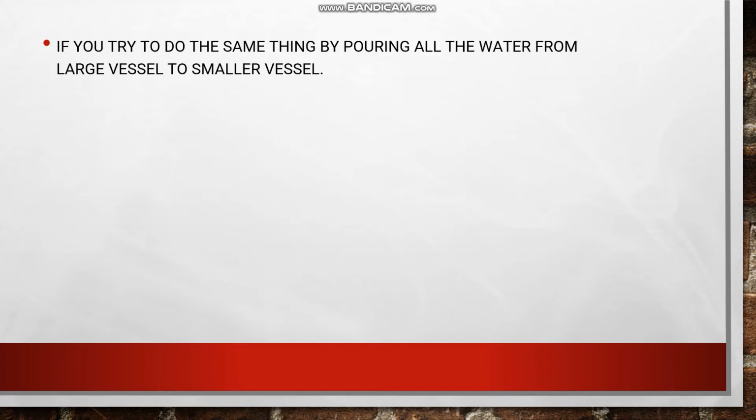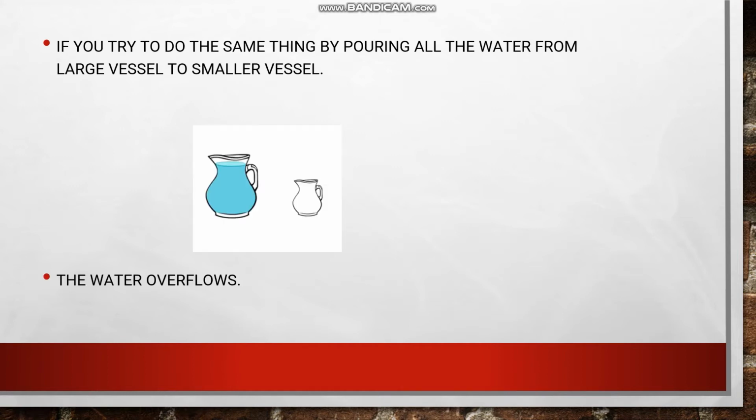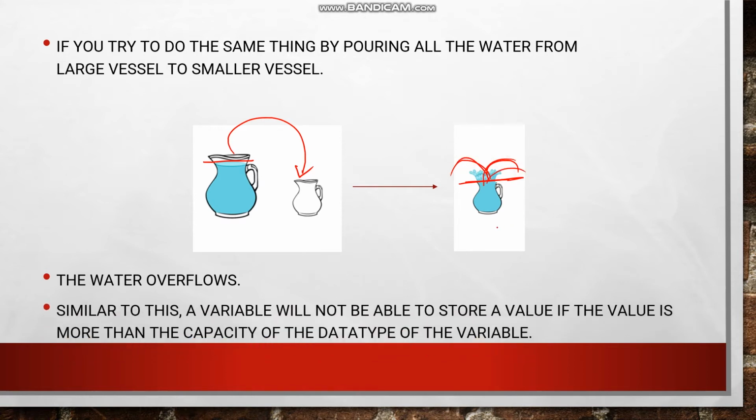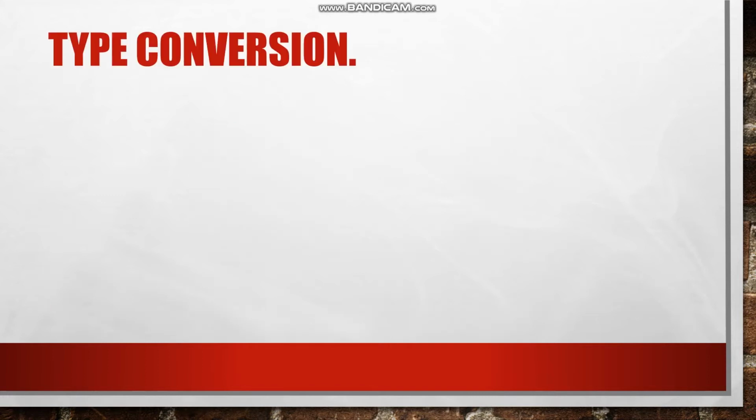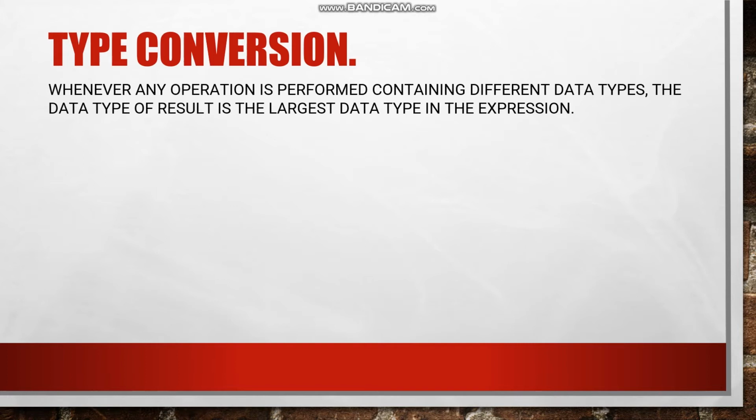In the same way, if you try to do the same thing by pouring all the water from the large vessel into the small vessel, the water overflows. See, this is the large vessel which you have fully filled. If you transfer the water into this one, the water is overflowing. Similar to this, a variable will not be able to store a value if the value is more than the capacity of the data type of the variable.